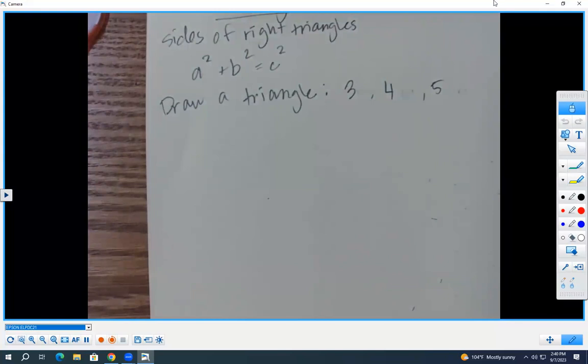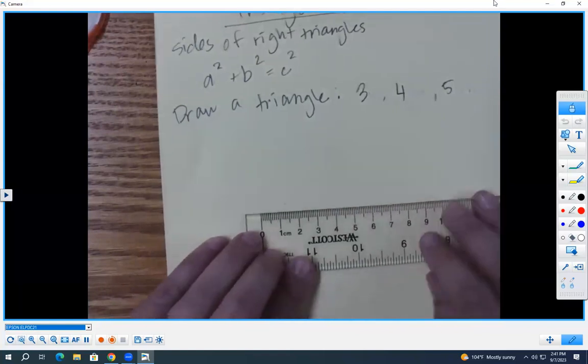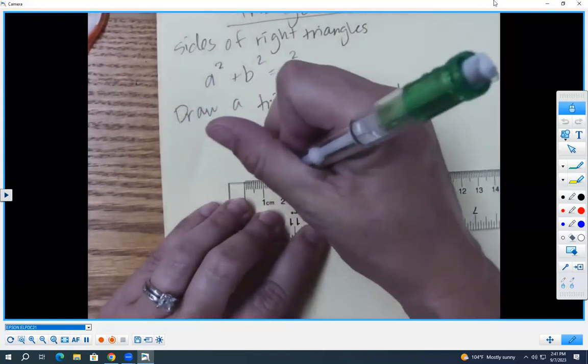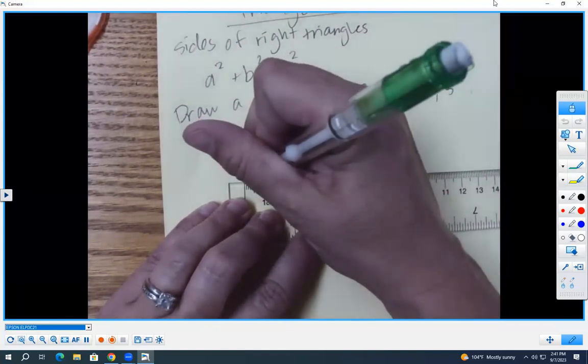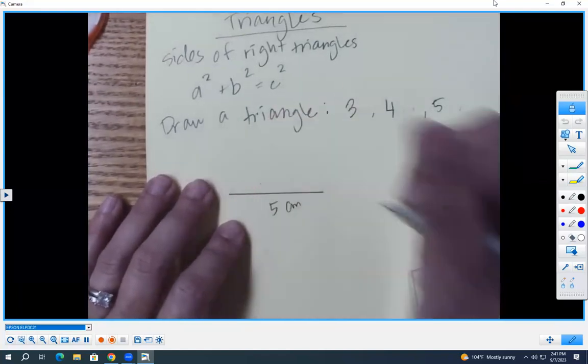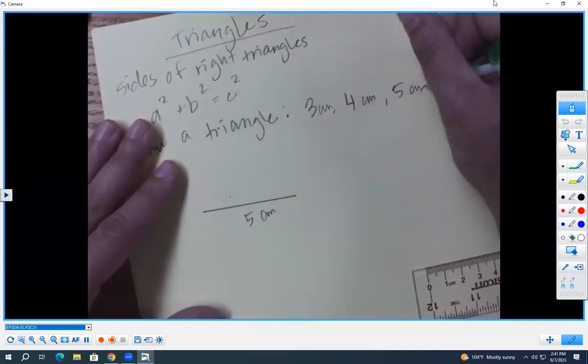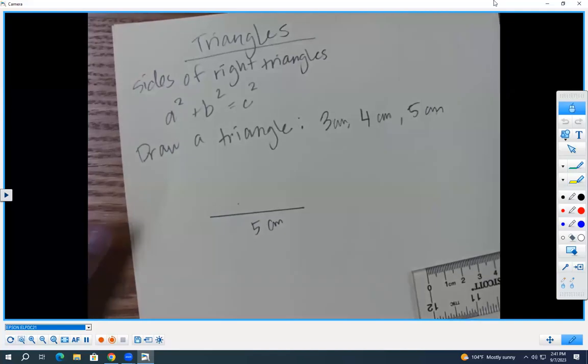So if you do centimeters, it makes it a little bit smaller. I'm gonna do 5 on the bottom. Okay, so I have 5 on the bottom. This is my 5 centimeters. If I wanted to do 3 and 4, I can't just randomly draw 3 and 4. I'm gonna do it so that you can get both sides on there.